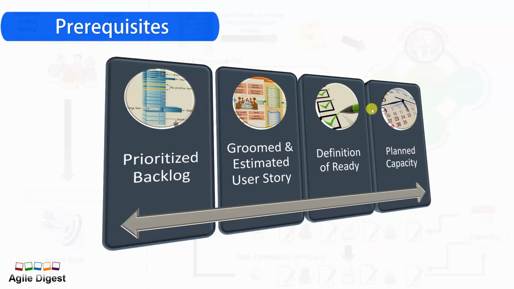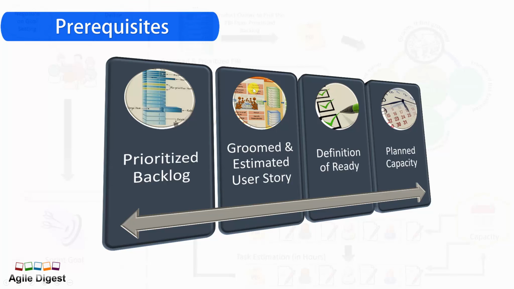Okay, so now let's talk about the prerequisites. To do a sprint planning meeting, we need these 4 prerequisites: prioritized backlog, groomed and estimated stories, definition of ready, and planned capacity. If you have already watched the video on prioritization, you know what exactly prioritization is and how we make our backlog ready in a prioritized manner. If you have already watched the video on backlog grooming, you know what grooming is, and this estimation is story point estimation, whether the stories are story point estimated or not.